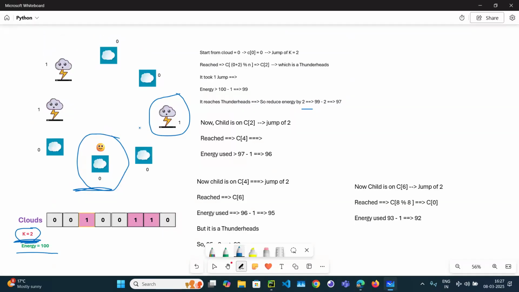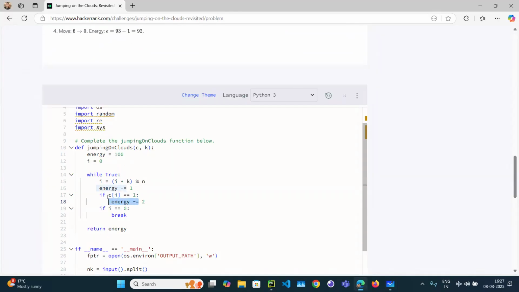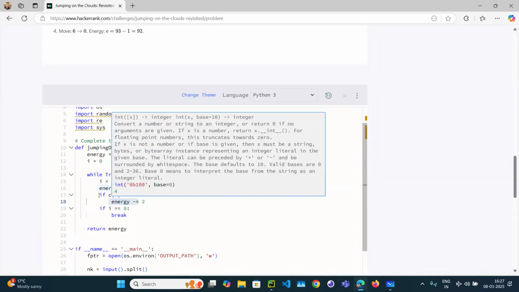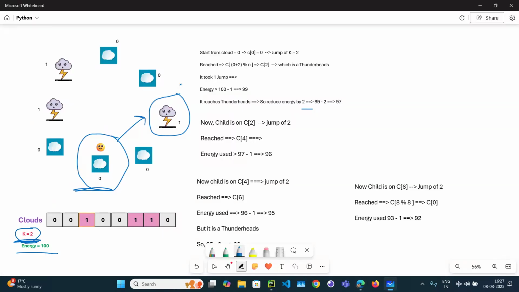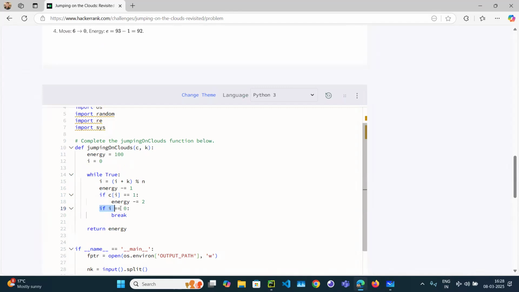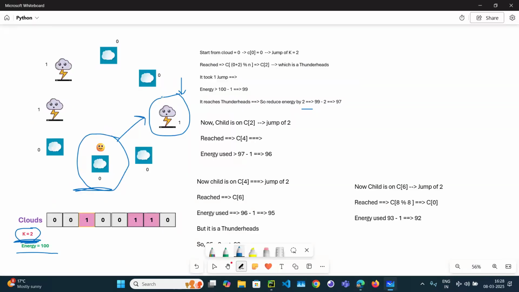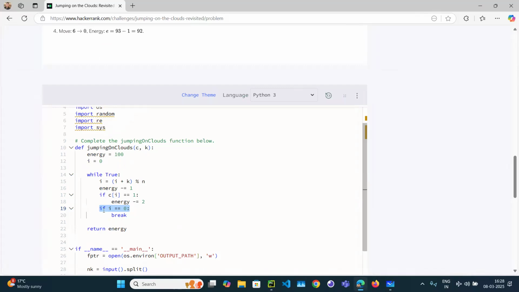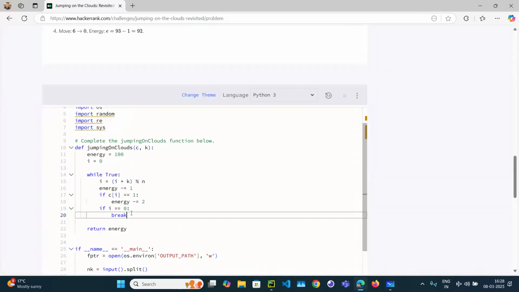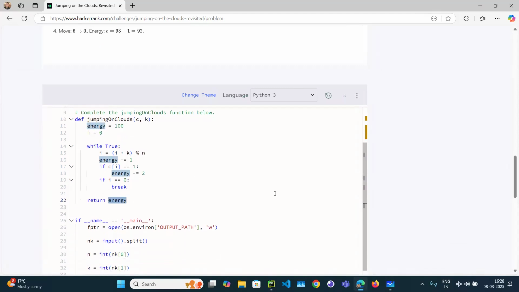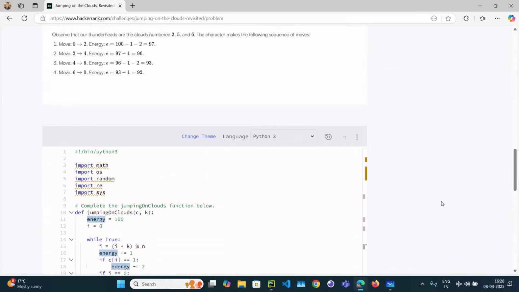Then we check if the destination, wherever it reaches, is a thunderhead. Basically, if c is the cloud array, and c of i is equal to 1, then we are going to reduce an additional 2 units of energy. Then we check if the destination is the starting point, if i is equal to 0. No, it's not the starting point, so the loop is going to continue. When it reaches here, we check if i is equal to 0, yes, so we break, and whatever energy we have left, we return. That's the end of the video, thank you.